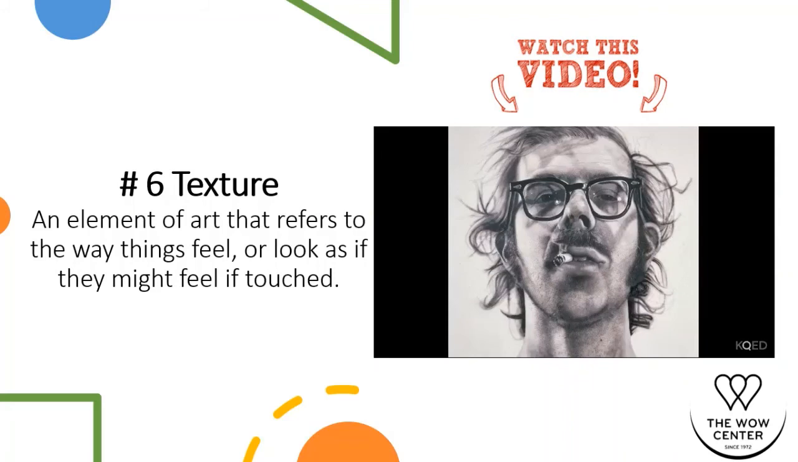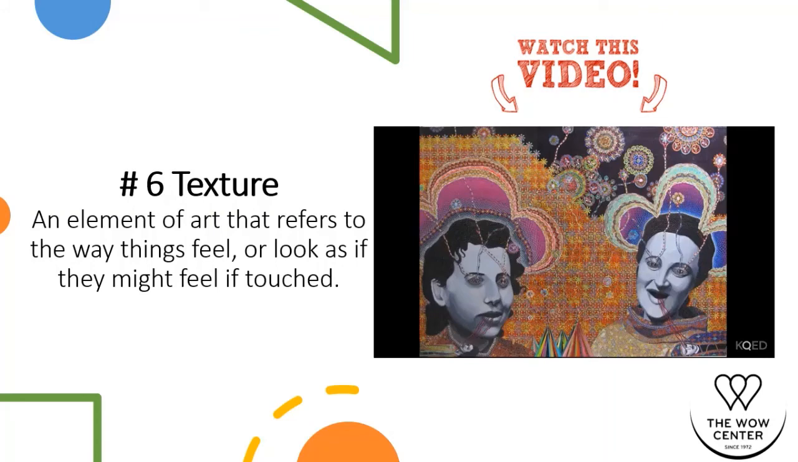Implied textures are only visual. They can't be felt. For instance, if you could touch the canvas of this self-portrait by Chuck Close, you wouldn't feel the varied textures of skin and hair. You would feel the smoothness of the oil paint. So these textures are implied because we can only see them. There are countless ways that artists create implied textures.